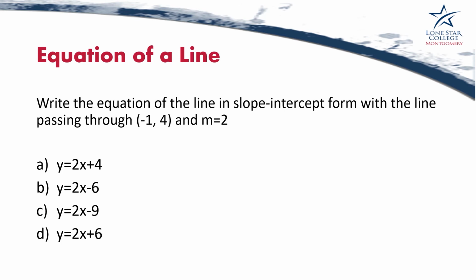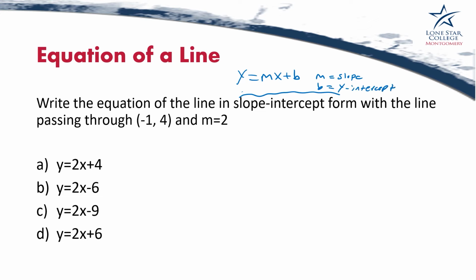All right, now still in the realm of linear equations, we're talking about the equation of a line. Write the equation of a line in slope-intercept form with the line passing through (negative 1, 4) and m equals 2. Now, to understand this, we have to understand what the slope-intercept form is, right? The slope-intercept form is given by y equals mx plus b, where m is called your slope and b is called your y-intercept.